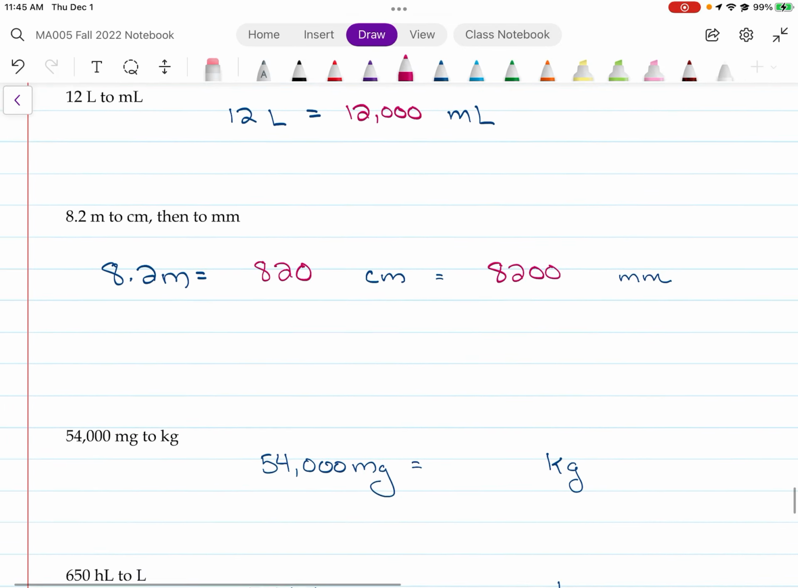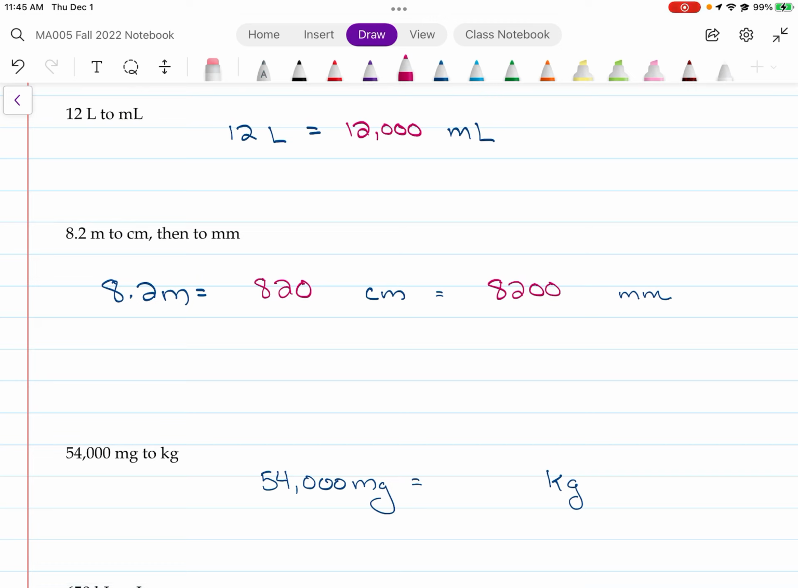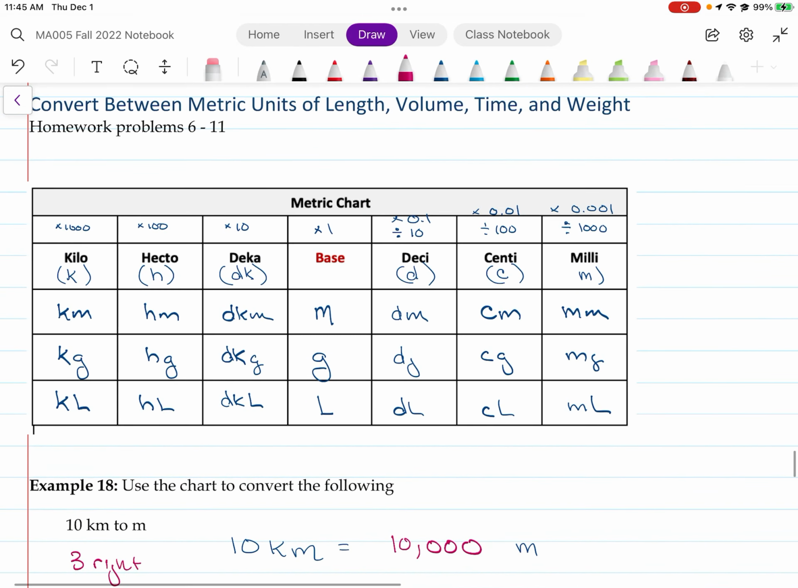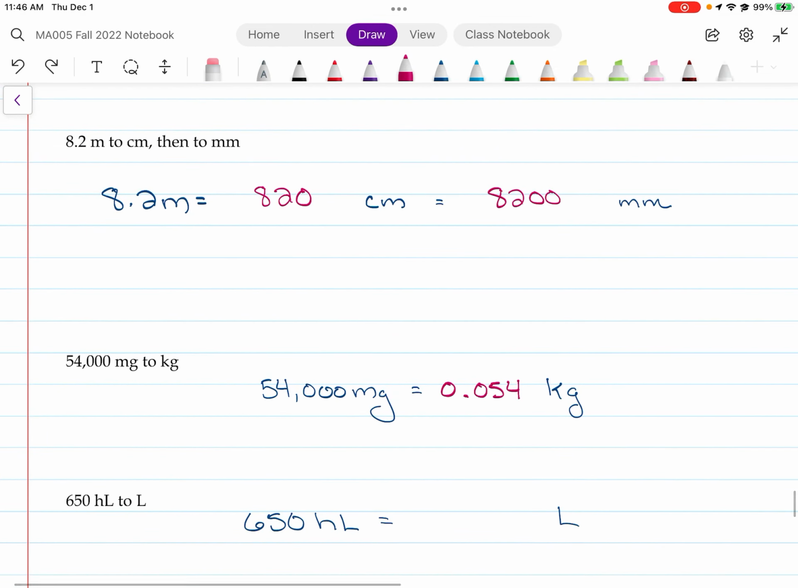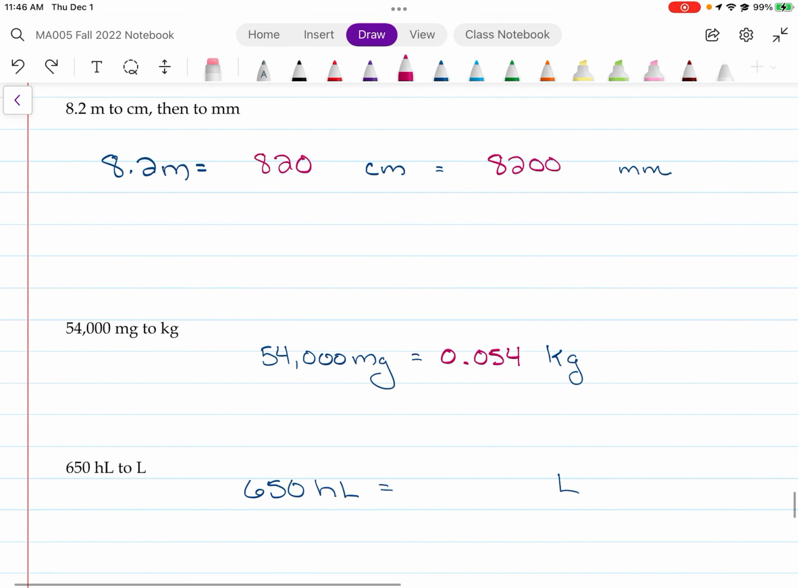I'll try this one. All right, so for this one, from milligrams to kilograms, you're going to move left a lot. So you're going to get 0.054. Let's go look. Milligrams to kilograms. Milligrams is here, kilograms is here. So we would go 1, 2, 3, 4, 5, 6 to the left. So that's how we got that. All right, 0.054.